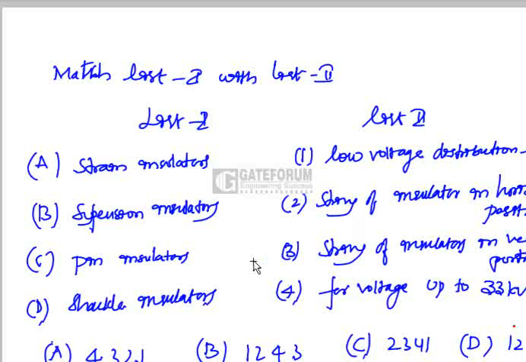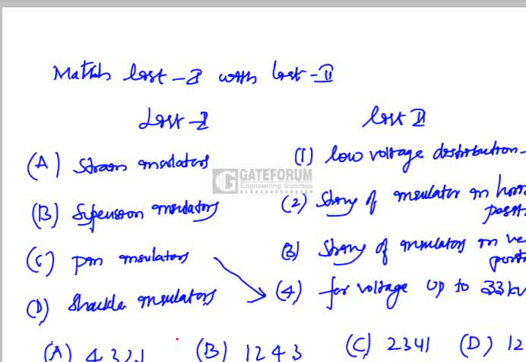We know that the first type of insulators is pin insulators. Pin insulators are used only for voltages up to 33 kilovolts. Beyond 33 kilovolts, cost is directly proportional to the rating of that transmission line voltage. So we will not use pin insulators beyond 33 kilovolts, as cost is going to be the biggest factor in power system design.